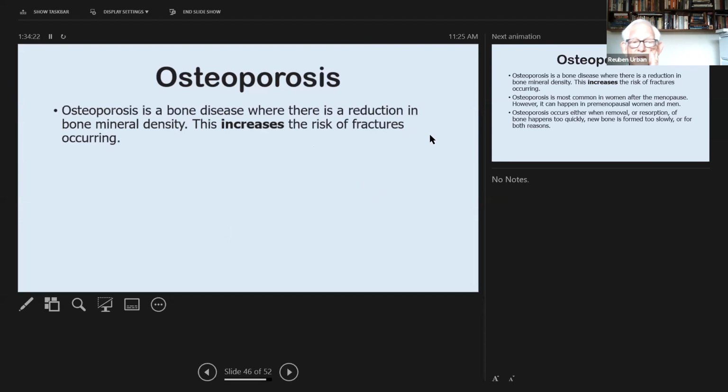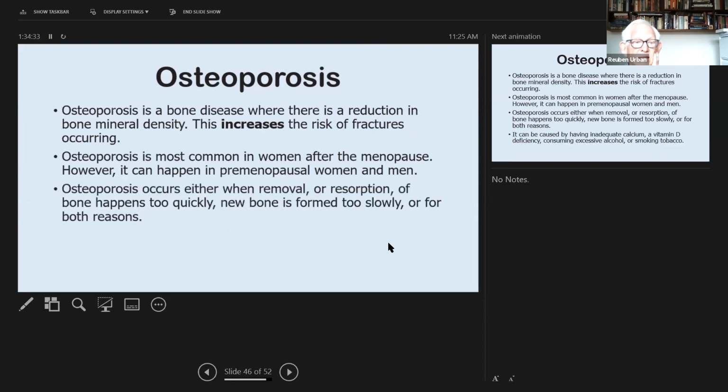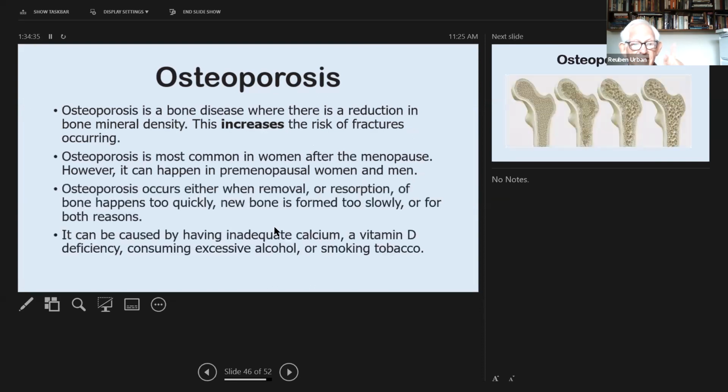So as estrogen in females decreases, you get a thinning of the bones and an increase of fractures. And I think I've covered all that. And also, if you don't have enough vitamin D and calcium, excessive use of alcohol and tobacco all affect the thickness of the bone.